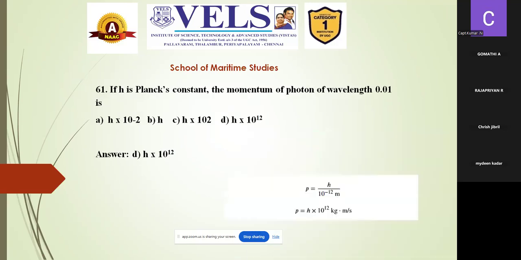If h is Planck's constant, the momentum of photon of wavelength 0.01 is option D, h into 10 power 12.